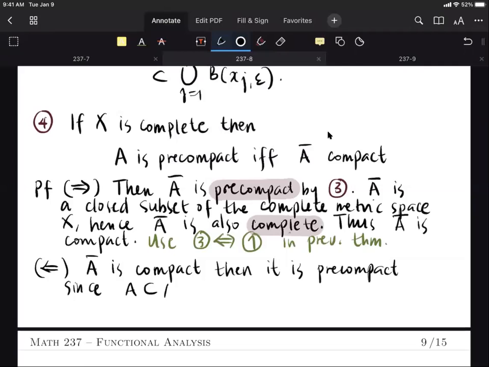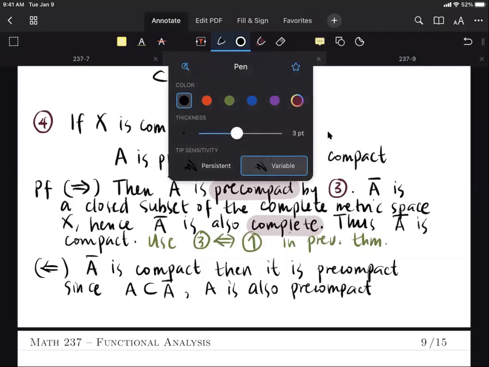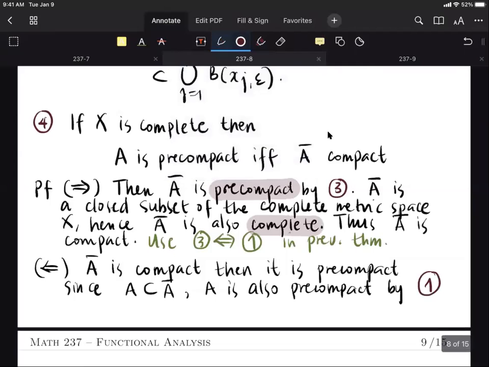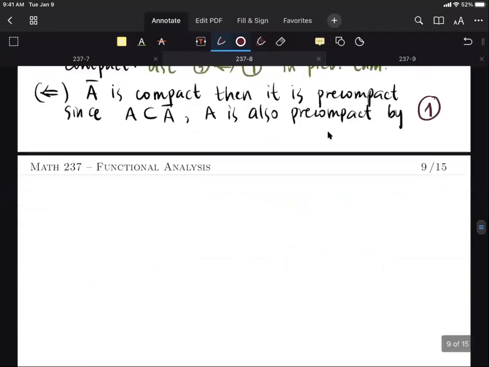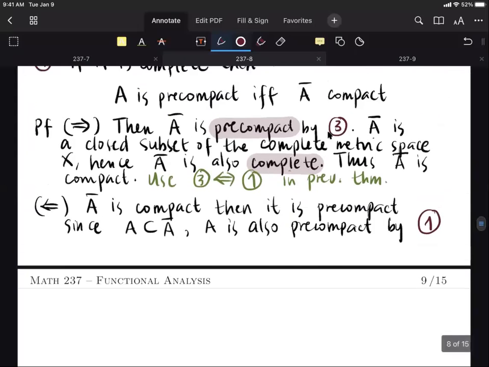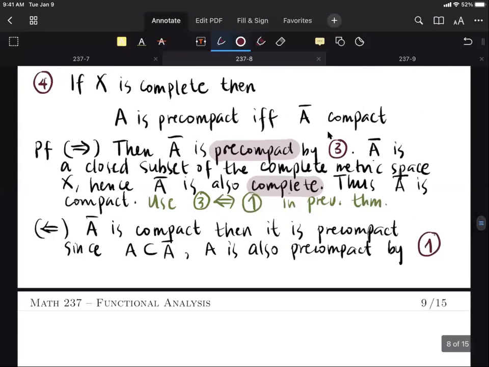Since A is a subset of the closure, A is also pre-compact, and this is from our first remark. A subset of a pre-compact set is pre-compact. So again, in complete metric spaces, pre-compactness is equivalent to the compactness of the closure.